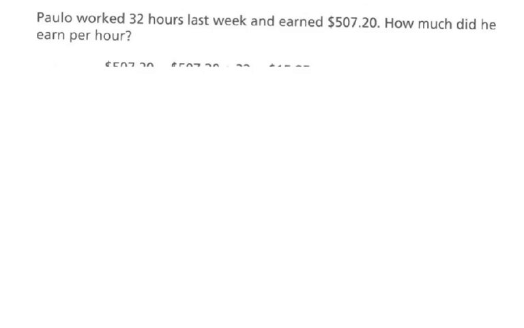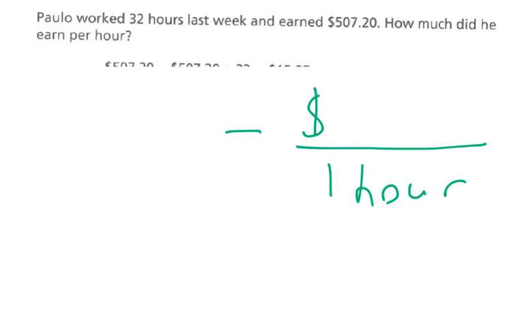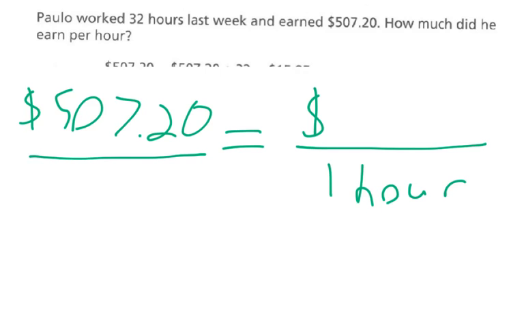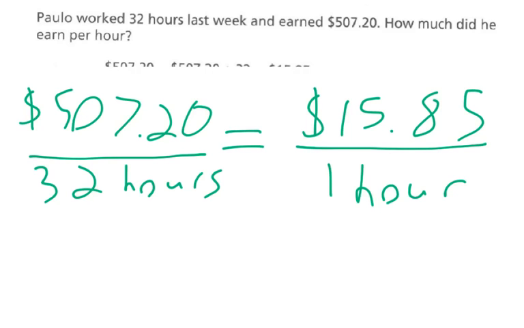So let's look at this one. Paolo worked 32 hours last week and earned $507.20. How much did he earn per hour? So they want to know how much money he earned in 1 hour. So we're going to take what he earned. So he earned $507.20. We're going to divide it by how much he worked. So he worked 32 hours. So we're going to go 507.2 divided by 32, and we get 15.85. So he's earning $15.85 for working 1 hour.